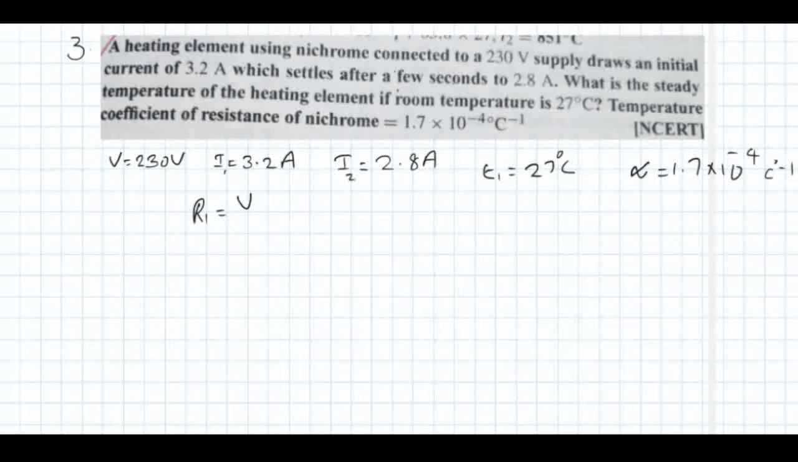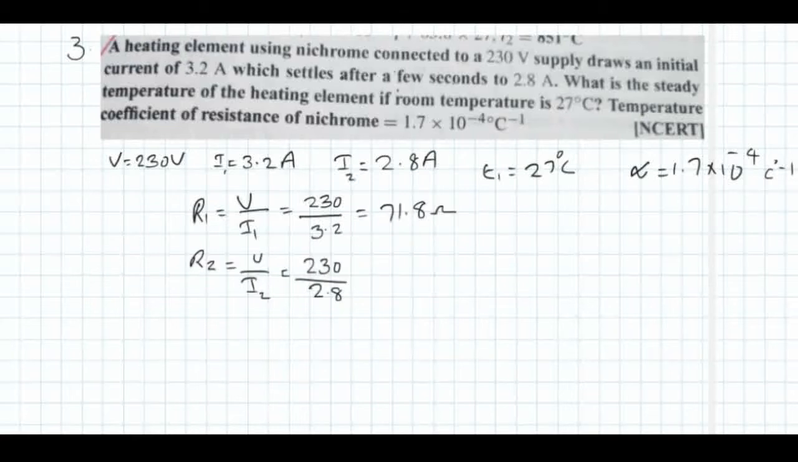So for that we need the resistance. What is resistance? Resistance is equal to voltage by current. Therefore R1 is equal to V by I1. From Ohm's law, R is equal to V by I. So voltage is 230 divided by I1, current is 3.2 ampere. Therefore we get the resistance R1 as 71.82 ohm. Similarly R2 is equal to V by I2, which is 230 by 2.8, and that is equal to 82.14 ohm.